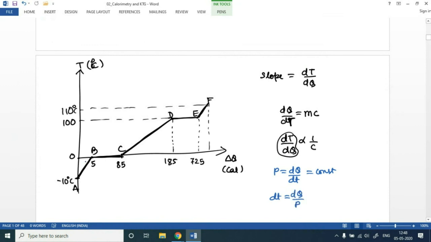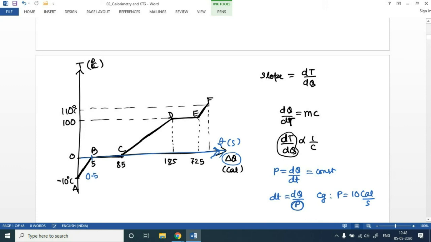So if we want to change this scale to a temperature versus time, what we need to do is divide the heat scale by this quantity P. Let's say, for example, P is given to you as 10 calorie per second. So T in seconds would be, for example, 5 by 10.